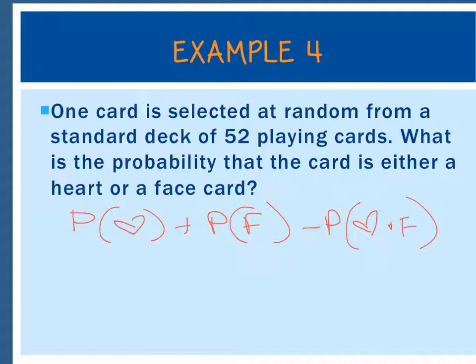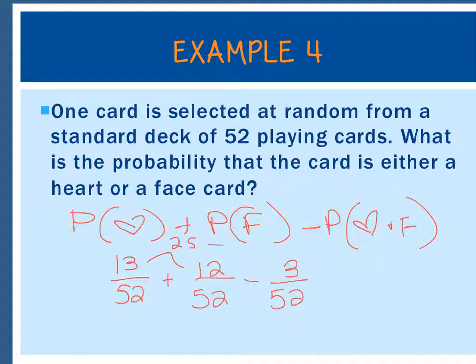How many hearts are there? 13. So this would be 13 out of 52. How many face cards are there? 4. Oh wait, sorry. There's 3 in each suit, so there's 12, which is 12. Good. How many hearts are also face cards? 24. Oh, 3. The Jack, the Queen, and the King of hearts, right? So this is 25 minus 3, which is 22 out of 52.